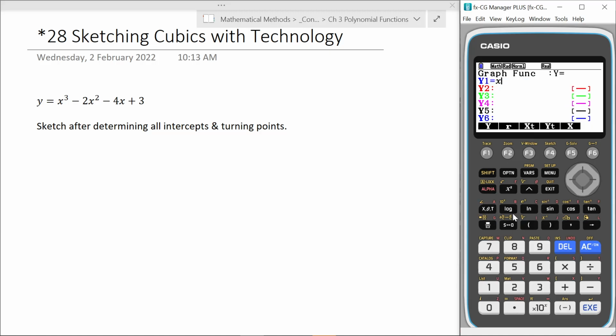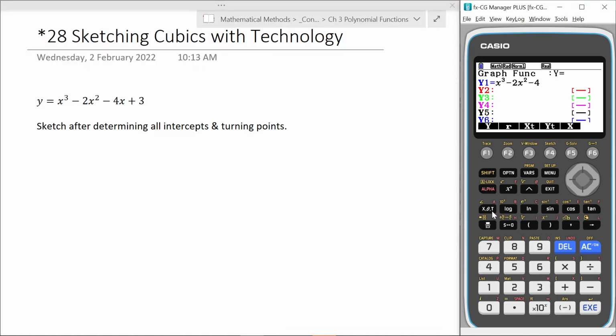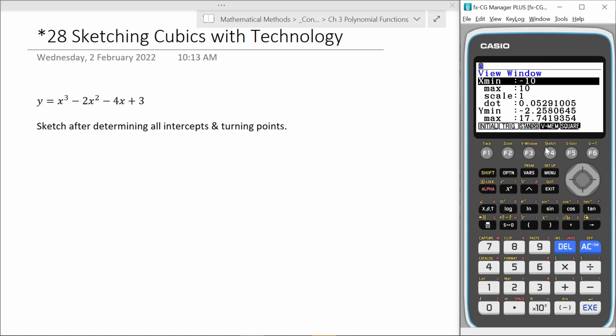We actually do have all of the facilities within the calculator to go through and find everything we're looking for. So I'm just going to quickly go through and have a go at doing this. Once we've got our function in here, we can click the draw button. Depending on how you've set up your axes, it's going to look very different. So let's get our view window to the standard view window.